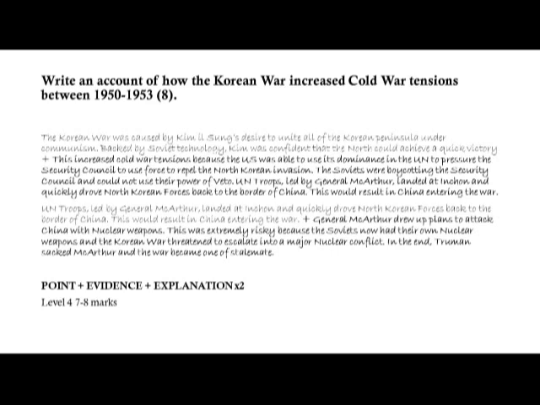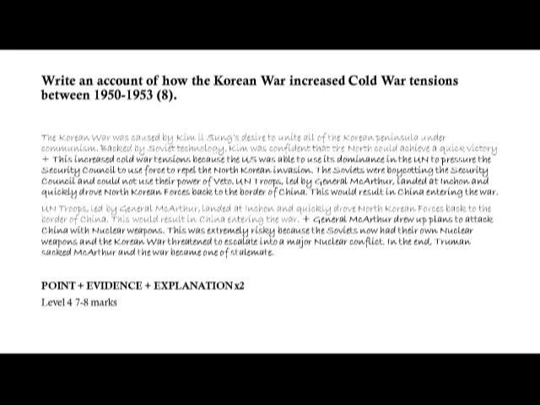So ideally for this type of question, 2 paragraphs, you're going to spend 10 minutes. Again, it's cause and effect. You're looking at how the Korean War increased Cold War tensions. So there's a large emphasis, I would suggest, on consequences here.